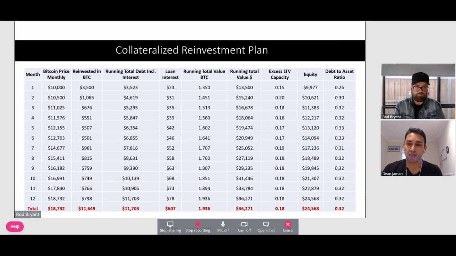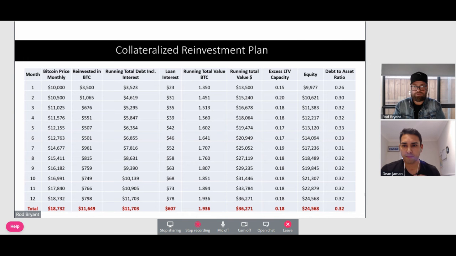Now bear in mind that we're heading towards the Bitcoin halving next year, which is in May 2020, I believe. So the price might be a lot higher than that, which should actually increase the equity and your portfolio value as well. But for this scenario, we've utilized $18,000 as a conservative base. As you can see as well, your debt to asset ratio is 32%.